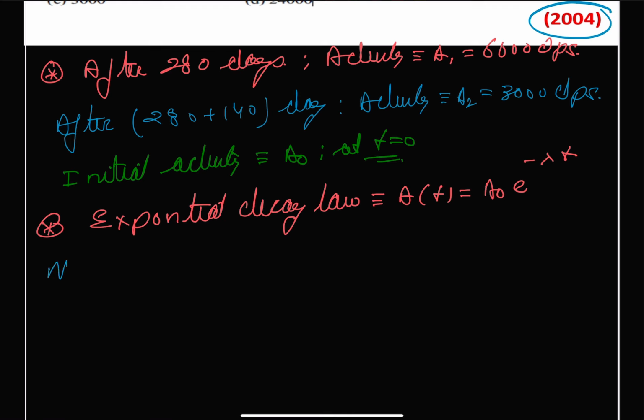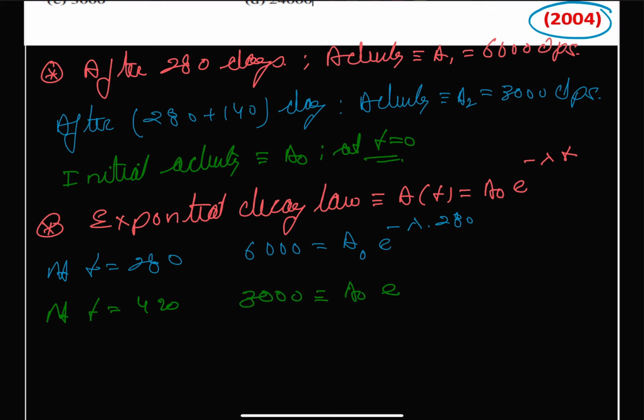So you can say at t is equal to 280, we have activity 6000, so we can write 6000 is equal to A0 e raised to power minus lambda, and t is 280. And at t is equal to 420, we are given 3000, that is A0 e raised to power minus lambda times 420. So from here we are going to find the value of lambda.